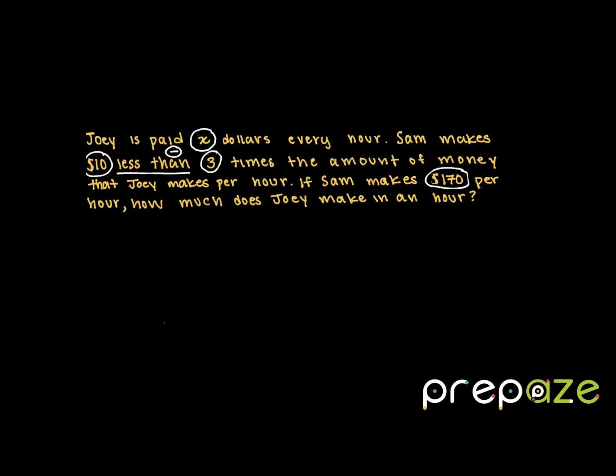So now, since we know what Sam's hourly salary is, let's try to write Sam's salary in terms of X, which is Joey's salary. So what does it say? Sam makes $10 less than 3 times the amount of money that Joey makes. Well, the amount of money that Joey makes is X dollars. So if he makes 10 less than 3 times that amount, I can say 3 times the amount that Joey makes, and minus 10 will show that it's 10 less than 3 times that amount.